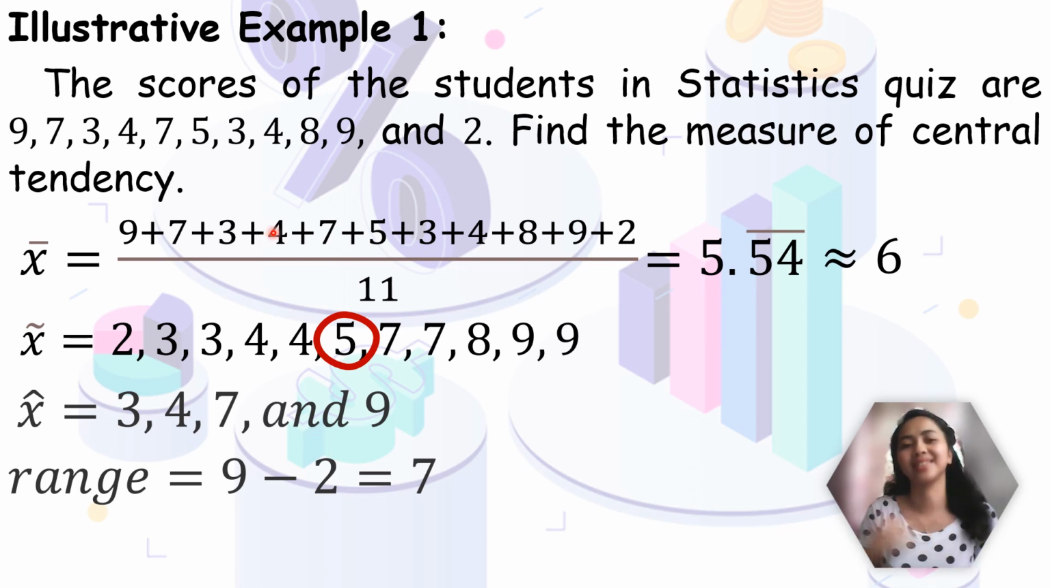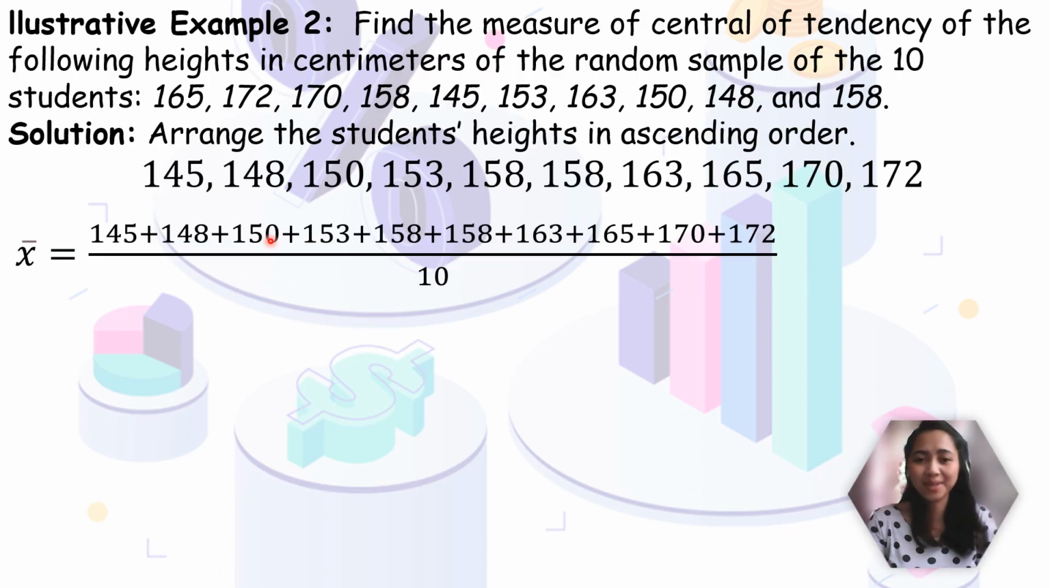Are we good? Okay, let's have the second example. Our next example is to find the measure of central tendency of the following heights in centimeters of a random sample of 10 students. So we have 165, 172, 170, 158, 145, 153, 163, 150, 148, and 158 centimeters. Arrange the student heights into ascending order. Again, kasi nakalagay dito ay ascending order, that's why we start here 145 because that is the lowest.